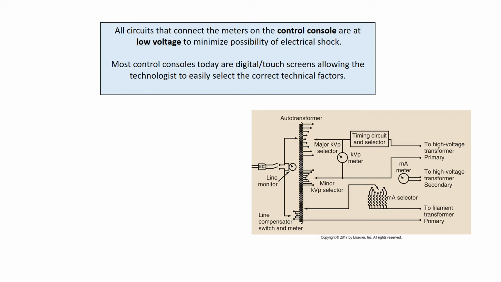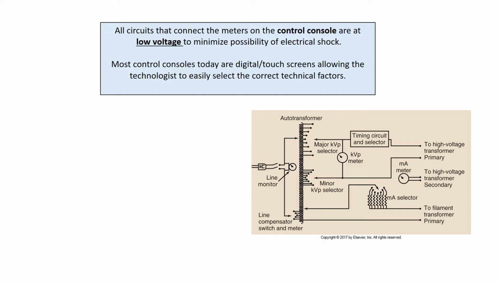Most control consoles today are digital or touch screens, which allow the technologist to easily select the correct technical factors. In fact, with most of your equipment today, if you're going to do a hand, an abdomen, whatever, you simply click on it and it sets all of the technical factors up for you.